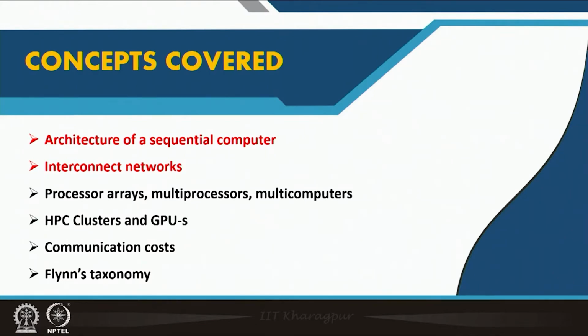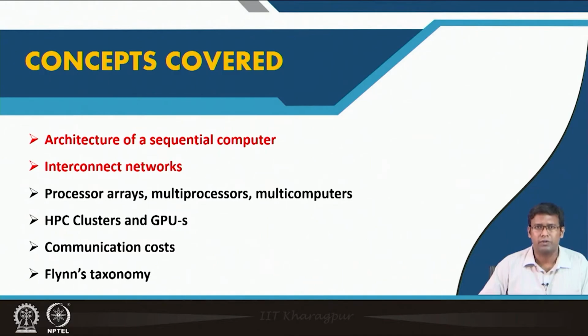And next we will look into some examples of parallel computing architectures, which are processor arrays, multiprocessors, and multicomputers. And then we will see some examples of practically working large parallel computing infrastructures, which are HPC clusters, and we will also look into GPUs. We will try to put some more detailed discussion on communication costs, and then we will discuss Flynn's taxonomy.